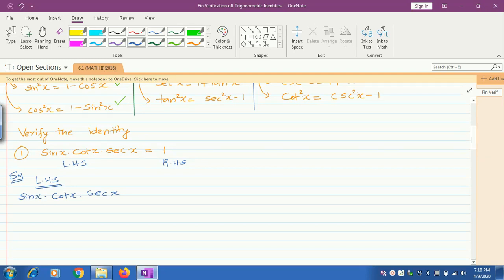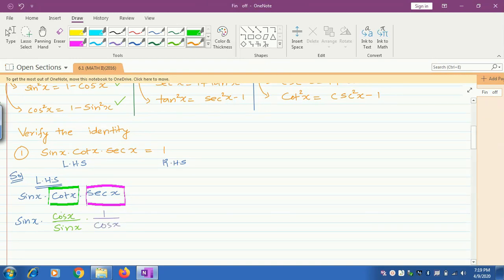So first convert all the terms in terms of sine and cosine. What is this actually? Here you have this. I can write cotan as what and sec as what. So I can write this as sin x, and what about the cotan x? Cotan x is cosine over sine. And what about this one? I can write this as 1 over cosine x.